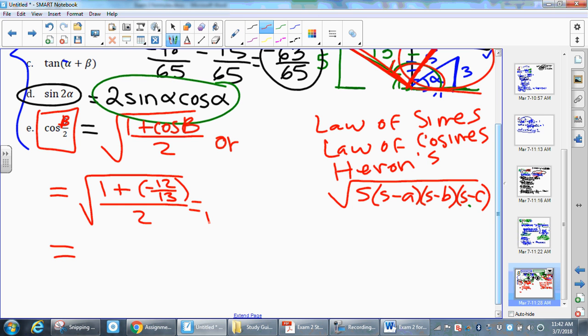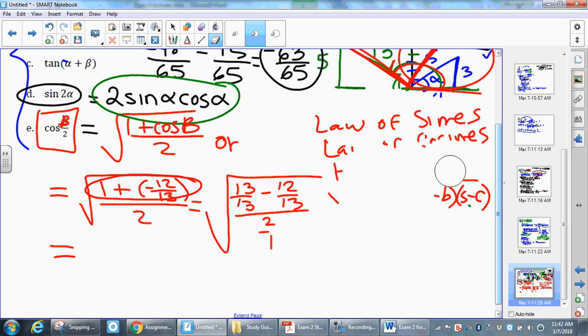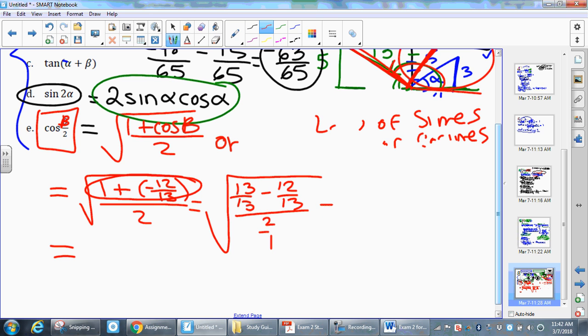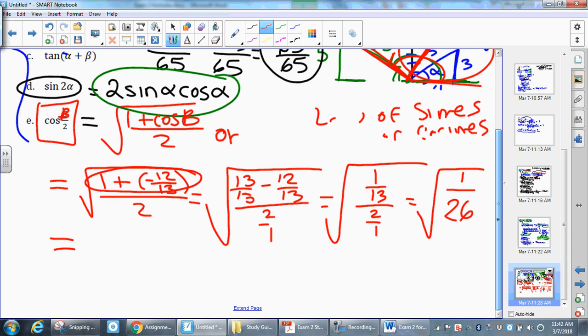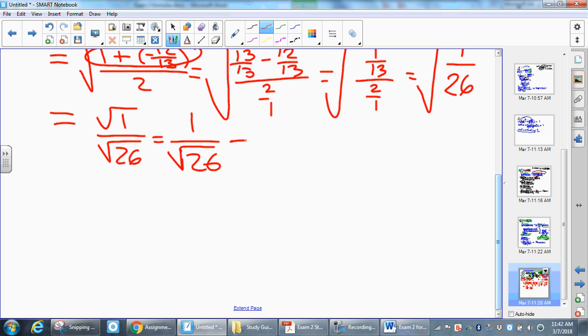Okay, so we go here, inside the radical, we're going to combine the numerator first. So that's going to be 13 over 13 minus 12 over 13, everything divided by 2. So it's going to be 1 over 13 divided by 2 over 1. So that's going to be the square root of 1 over 26. You could also say the square root of 1 over the square root of 26, which will be 1 over the square root of 26. If you feel like rationalizing it, then it will be the square root of 26 over 26.